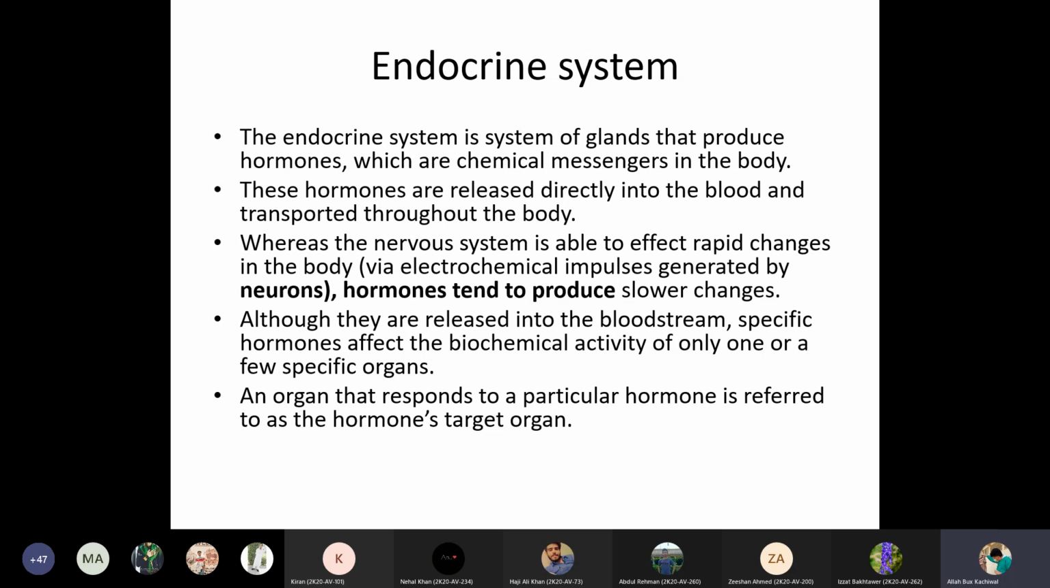Although they are released into the blood stream, specific hormone affects the biochemical activity of only one or a few specific organs. जैसे कि ये ब्लड स्ट्रीम में रिलीज होते हैं हार्मोन्स, सर्कुलेट होते हैं ब्लड स्ट्रीम के थ्रू ऑल ओवर द बॉडी, लेकिन इनकी बायोकेमिकल एक्टिविटी तब जनरेट होती है जब उन ऑर्गन्स पे रिसेप्टर सेल्स होते हैं जो रिसीव करते हैं, then the organs work.